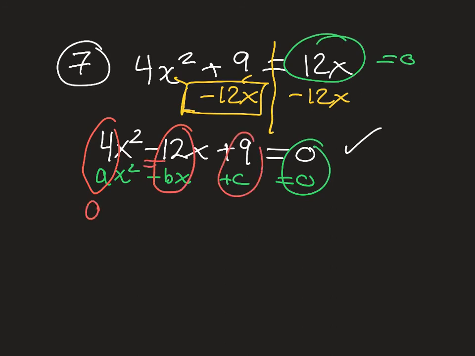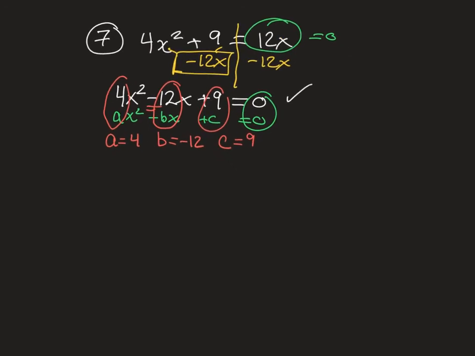So my a equals 4. My b is going to equal a negative 12. And my c is going to equal a 9. And so now I can use this and plug it into my quadratic formula. Let me write that down again for us. X equals the opposite of b plus or minus the square root b squared minus 4ac all divided by 2a.